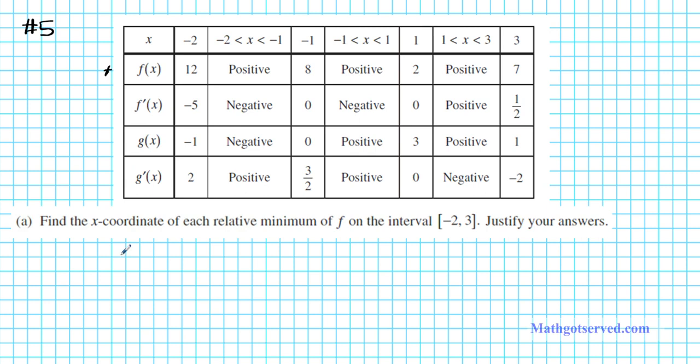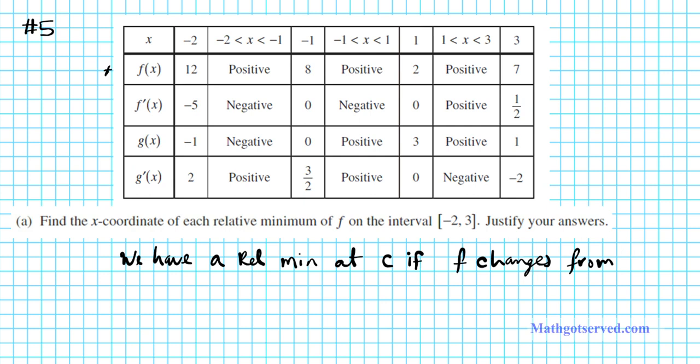Okay, so we have a relative minimum at, let's say, c, if f changes from decreasing to increasing. Okay, so basically the function looks something like this. If you have that, then you have a relative minimum. But how about the first derivative? What happens with the first derivative to indicate the existence of a relative min?